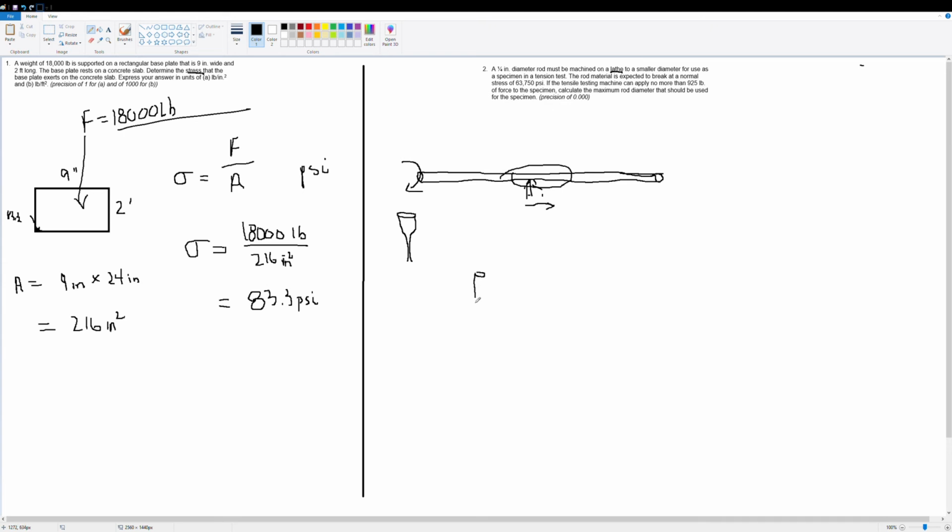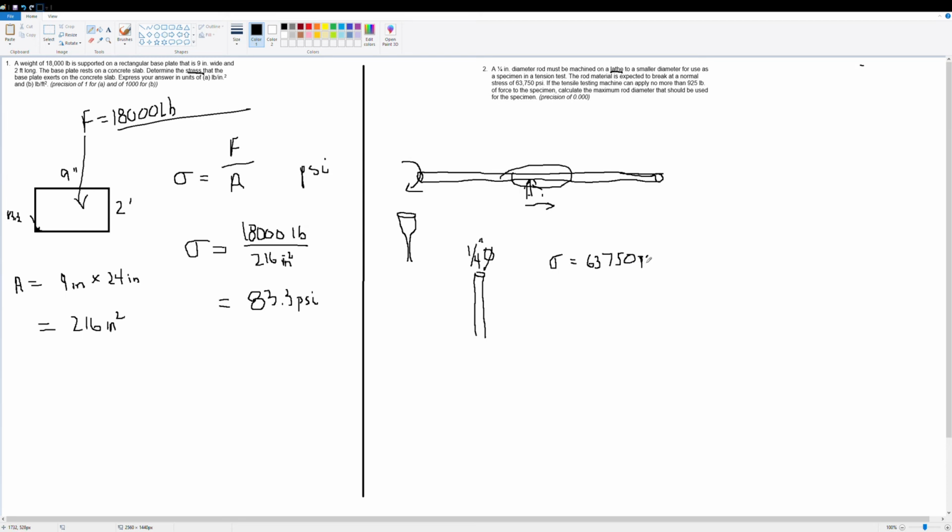So let me go ahead and draw it again. It's a 1/4-inch diameter rod, so that's a circle with that line through it for diameter. The rod material is expected to break at a normal stress of 63,750 psi. So we're told that this thing can only withstand a stress of this much, 63,750 psi. Okay, that's pounds per square inch.